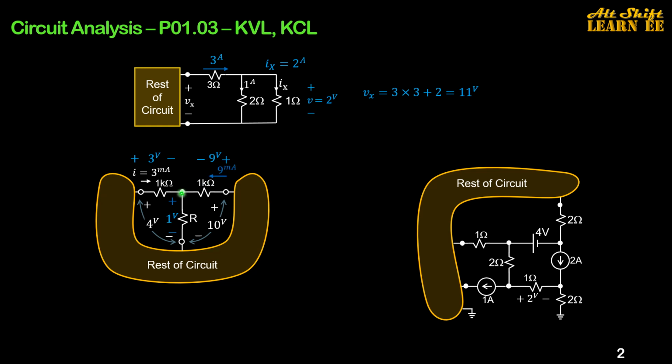Writing the KCL at this node gives the current passing through this resistance here as 12 milliamp. Knowing the voltage across this resistance and the current passing through it, you can find the resistance here as 1 volt over 12 milliamp, 83 ohm.